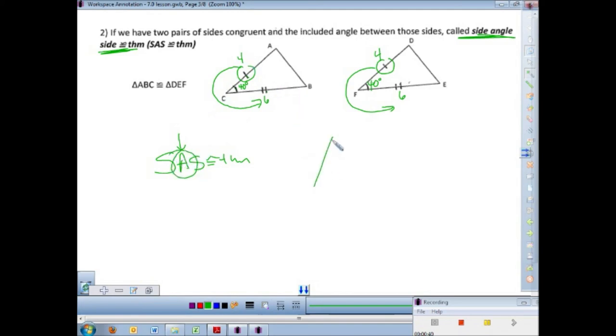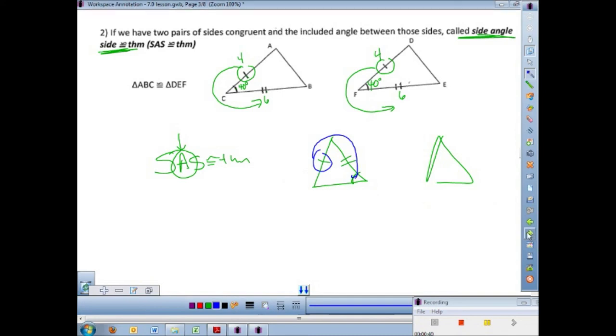Notice if you had 2 triangles right here, and you went side, this angle, this arc mark, is not between those 2 sides. If you go around consecutively, either clockwise or counterclockwise, from here to here to here, that arc mark is not between the 2 sides, so that is not enough information.